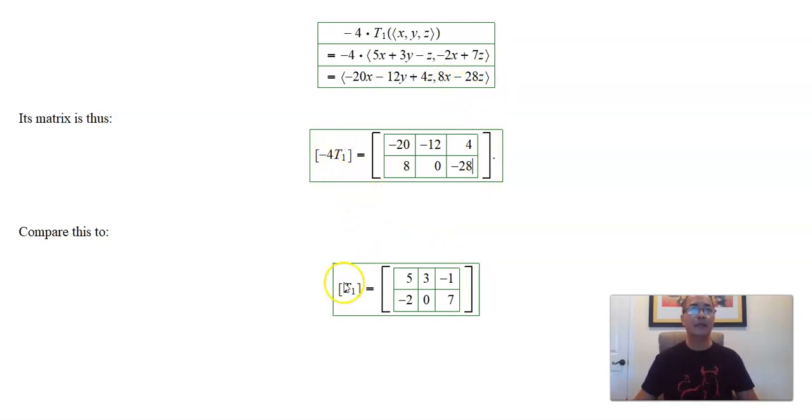How could this possibly be related to the original matrix for T1? Minus 4 times T1. So it looks like, of course, every entry in this matrix is simply negative 4 times the corresponding entry in our original matrix. So of course, we are going to generalize these two observations in our next definition.